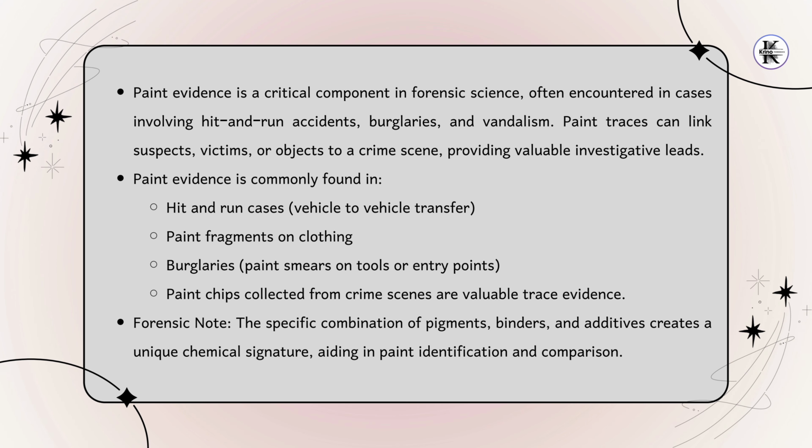Now let's move to the forensic importance of paint evidence. Paint evidence is commonly encountered in cases such as hit and run accidents, burglaries, and vandalism. Paint can transfer from one surface to another during contact. For example, in a vehicle collision, paint from one car may transfer to another. Each paint has a unique chemical composition, which helps in identifying its source. So, paint acts as associative evidence linking objects and individuals.